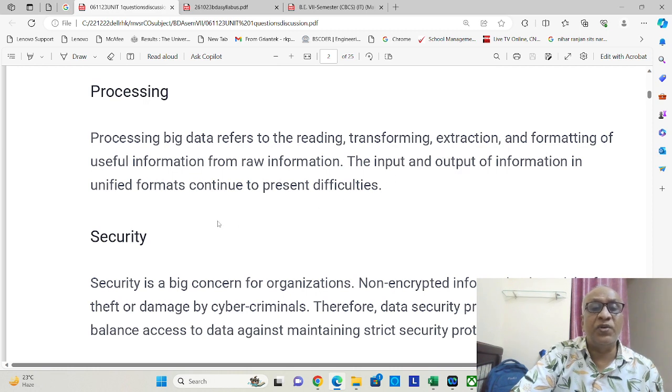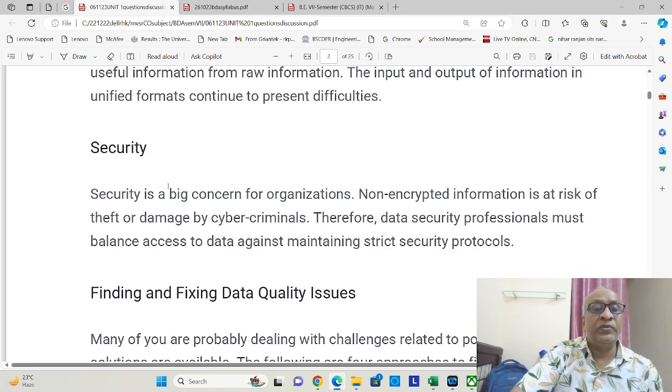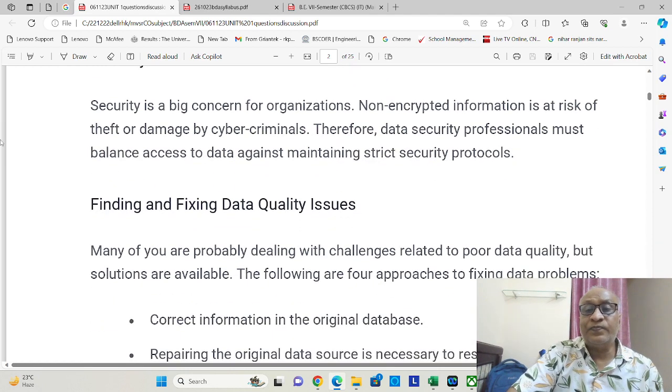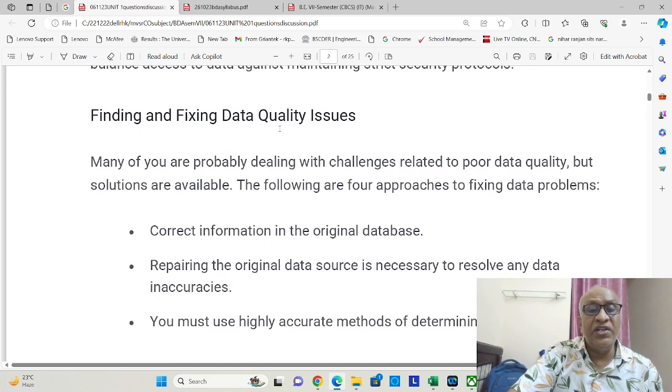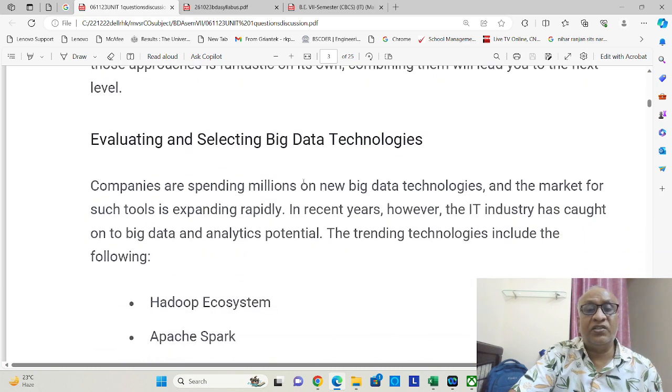It's a difficult aspect because you need to have unified format related things. Security, so that also is a challenge. Data quality issues, that is a challenge. Scaling big data systems. There are various techniques like sharding and memory caching, moving to cloud, or separating read-only and write-active databases. These are all the techniques for scaling. But combining these techniques again is a challenge.